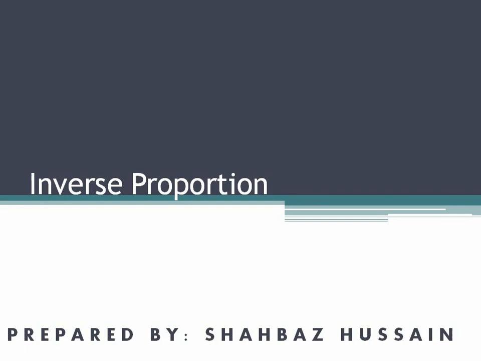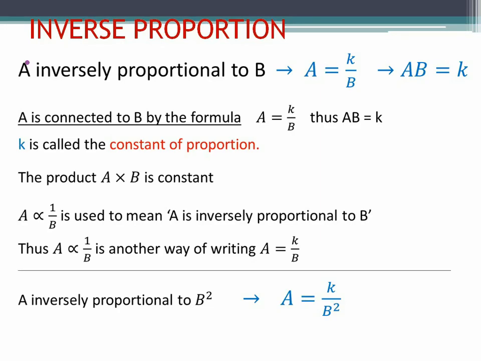In the previous lecture, you learned how to write the equation connecting the variables by finding the value of k. Starting with a is inversely proportional to b, it means a equals k divided by b, right? Or in another form, you can write simply a multiplied by b equals k. This is the constant which you have to find first. So a is connected to b by the formula, thus ab equals k. The k is called the constant of proportionality.